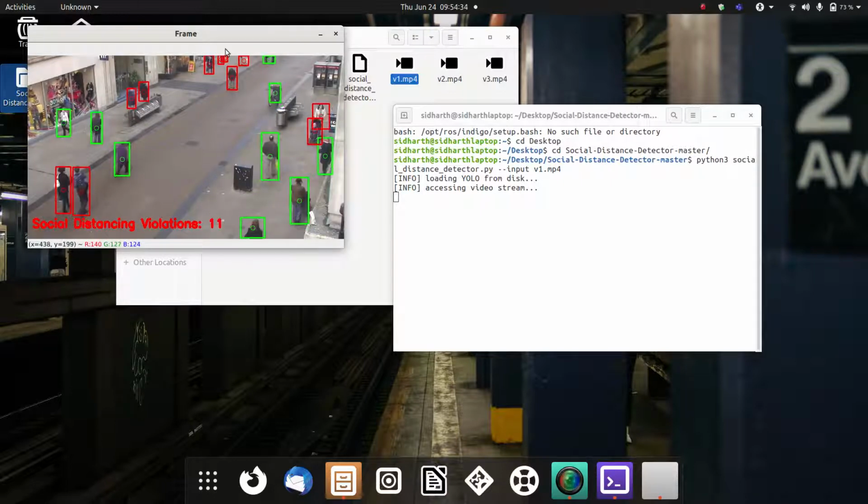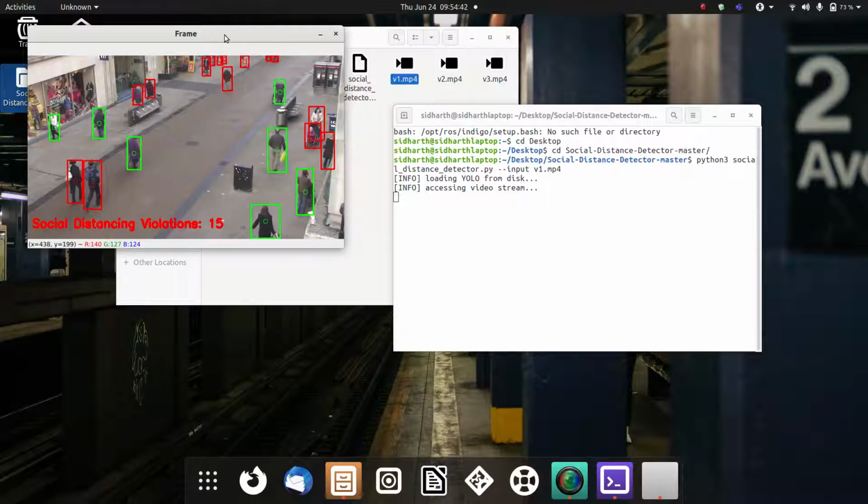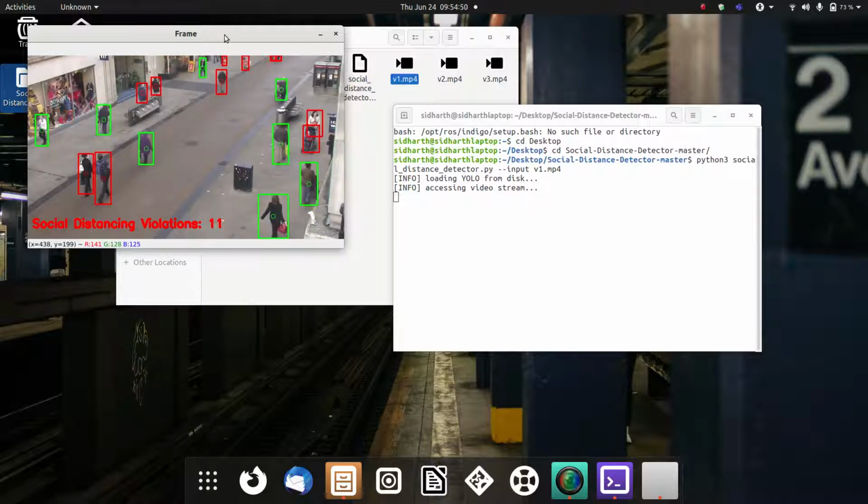In this particular street scenario, we can see that the social distancing violation detector is very effective and can be very useful if integrated with the right things in order to make sure that people follow the social distancing norms. Let's have a look at other street scenarios.